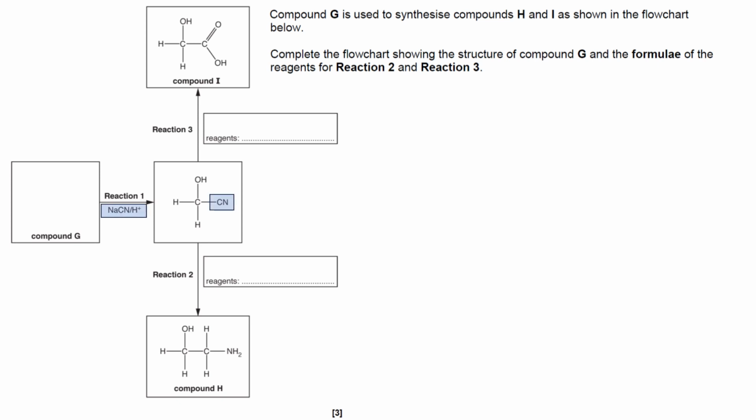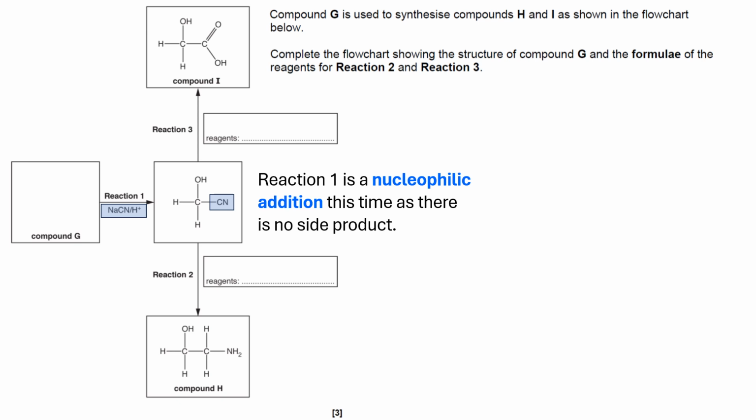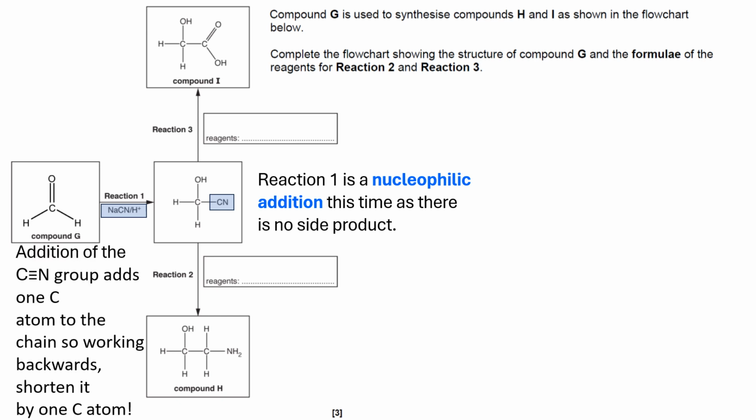So starting with reaction number 1, you've got sodium cyanide in acidic conditions, and you can see the CN group added on. So this is a nucleophilic addition because there's no side product. You can see that in the box. So remembering that when you add the CN group, you actually add one carbon atom to the chain. So working backwards from the fact we've got 2, you must have 1 in the starting compound.